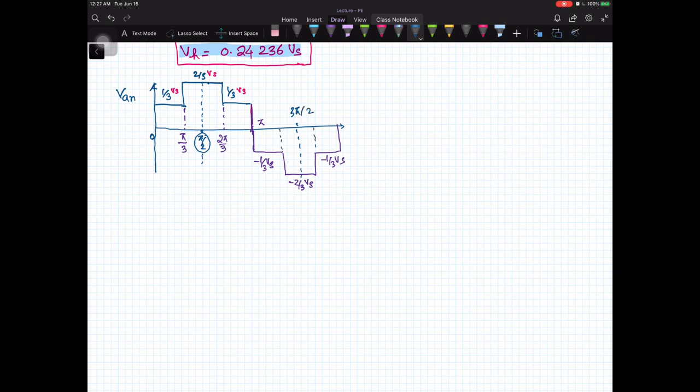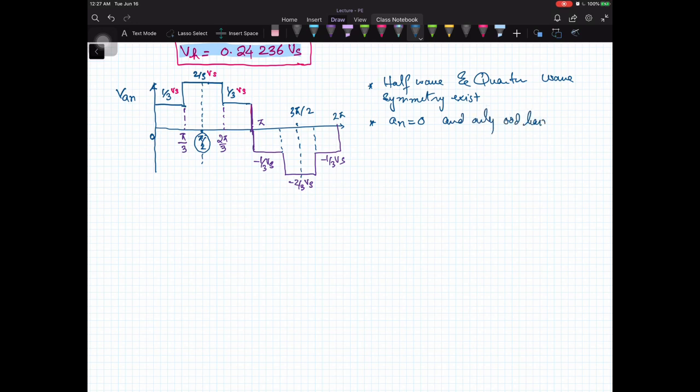Similarly, you can find out these angles. So we have the half wave symmetry as well as the quarter wave symmetry. Because of that, AN will be equal to 0 and only odd harmonics will be present. And the DC component will be 0 because the positive and the negative areas are equal. If you compare the positive portion with the negative area, they are exactly equal because we have the same voltage levels and the same intervals. So A naught is equal to 0. We are just going to calculate BN.